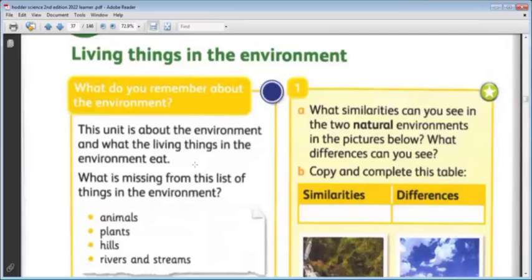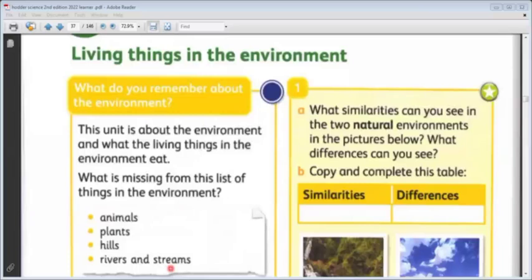Look, the environment is everything around us. Everything around us we call environment, like animals, plants, hills, landscapes, rivers, mountains, streams, and also conditions that can be changed, like weather and buildings. Habitat is a part of the environment.